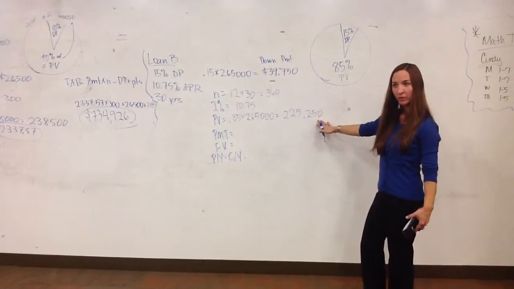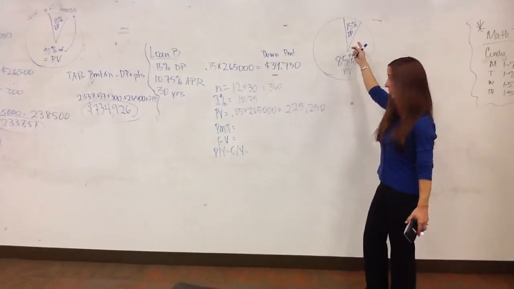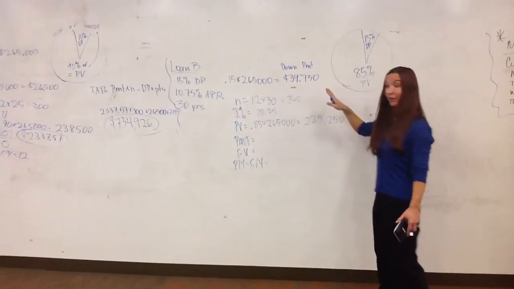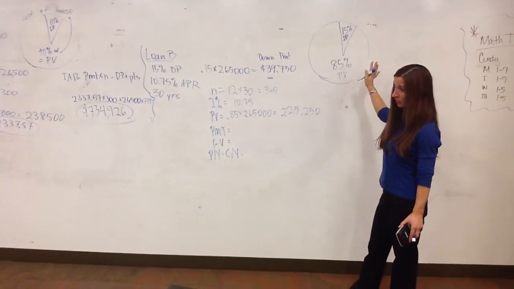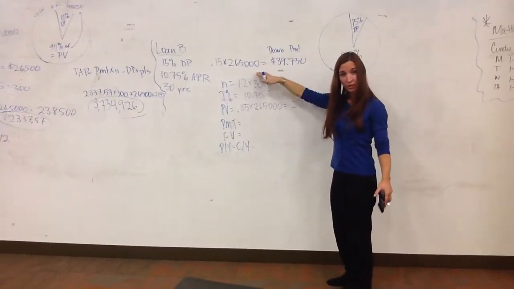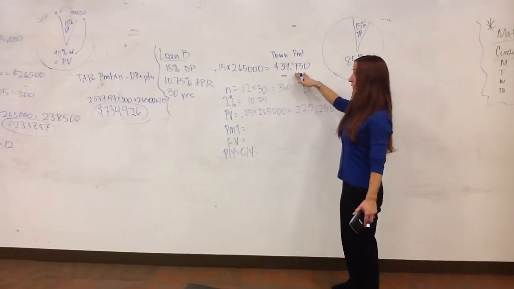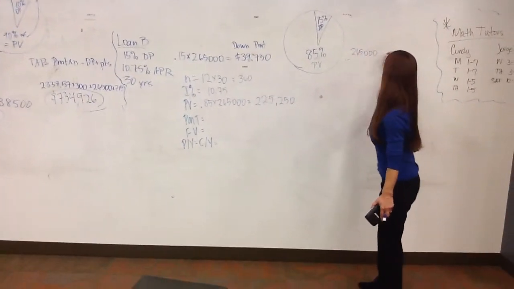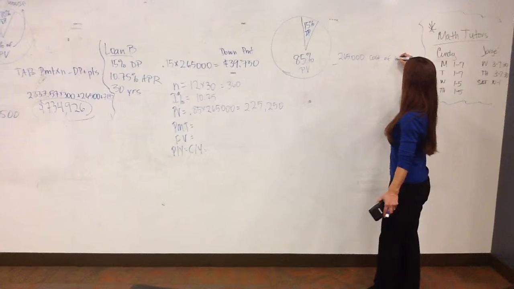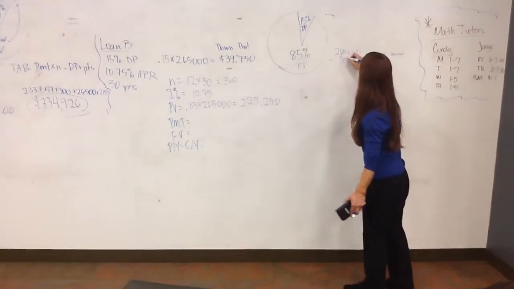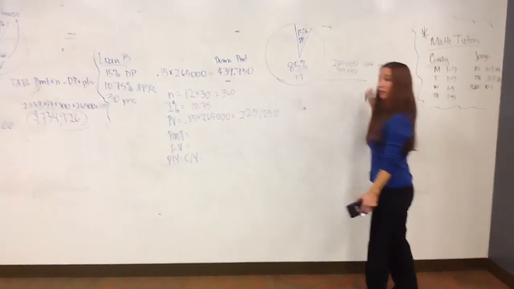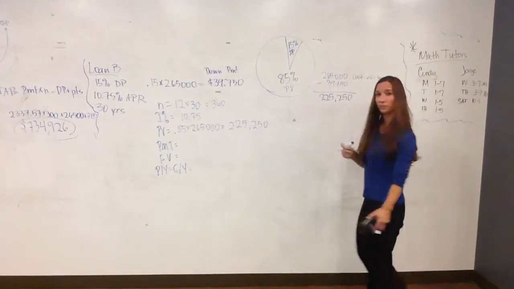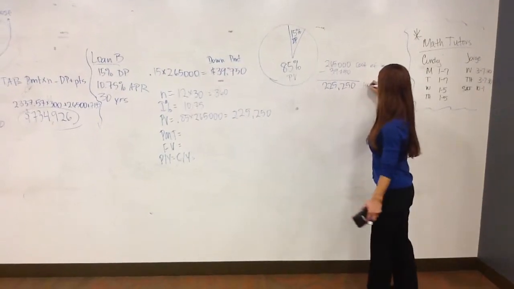$225,250 would be their loan amount or their PV after putting a 15% down payment of $39,750 down. Now, if you don't like my way with the pie chart, that's just fine. You could do 15% of $265,000, and then you could take the cost of the house, $265,000, and subtract the down payment of $39,750, and you'll get the same thing, $225,250. That's the loan amount.